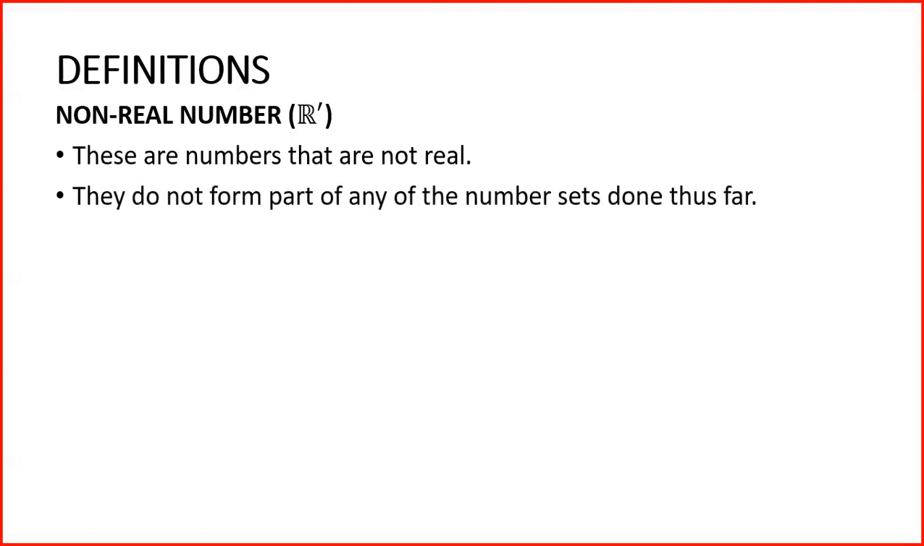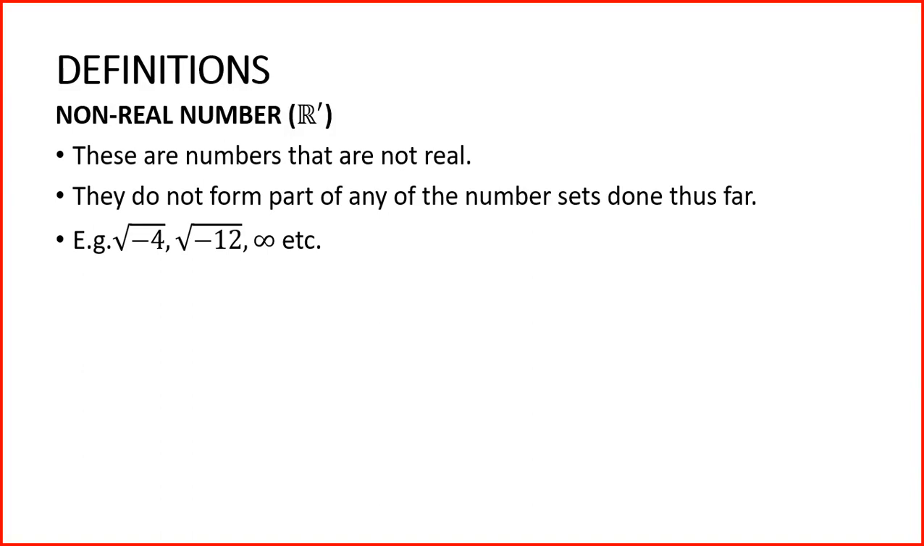We cannot classify them as natural numbers. So any number that cannot be classified under the number sets that we have done is non-real. They do not form part of any of the number sets done. For instance, you're going to have the square root of -4, which will normally be the square root of -1 in numbers. We call it a complex number or imaginary number, regarded as i squared. So when you find the square root of -4, that is basically 2i, because the negative is i squared.